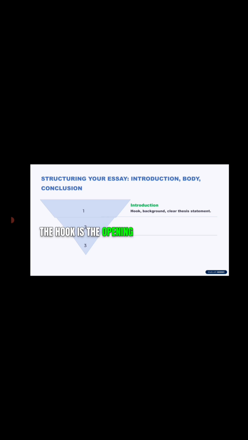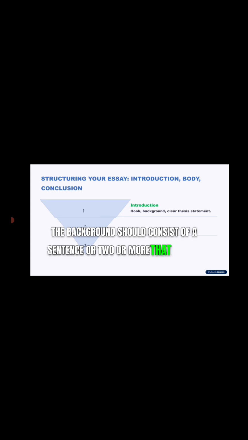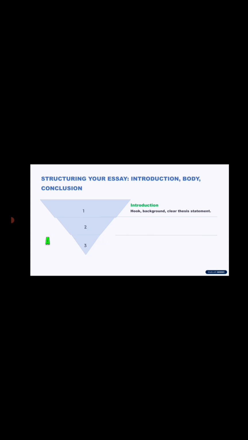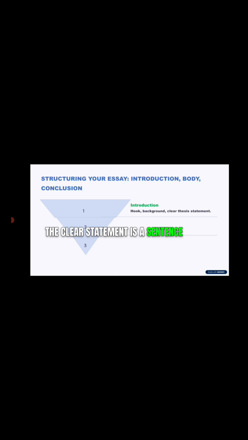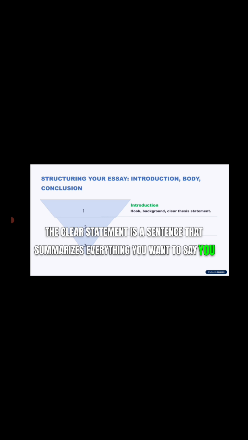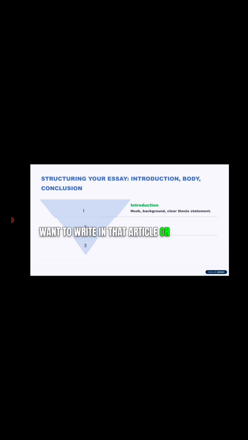The hook is the opening sentence intended to grab the reader's attention. The background should consist of a sentence or two or more that give the background information of the topic, all right, or give the reader an idea of the subject matter of your discussion. The thesis statement is a sentence that summarizes everything you want to write in that article or essay or letter, as the case may be.